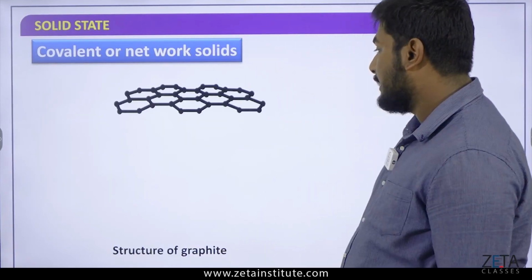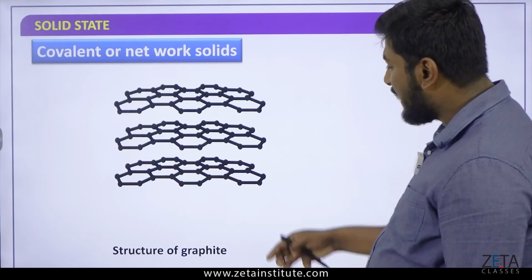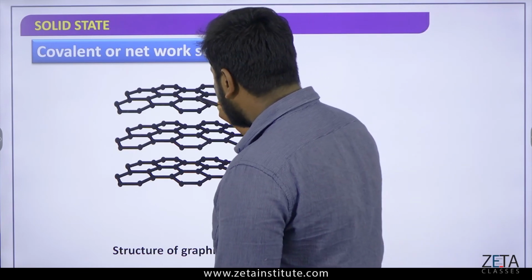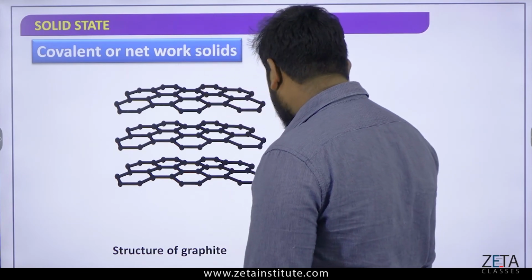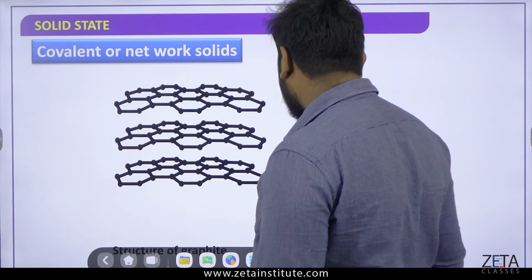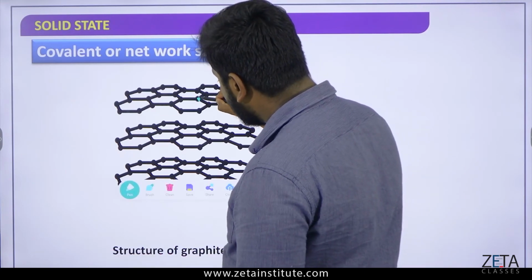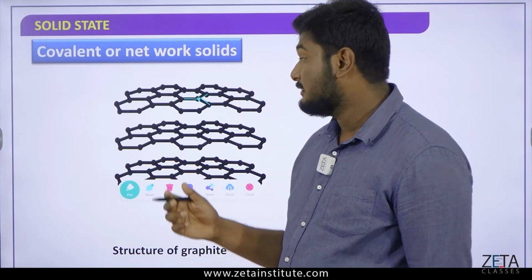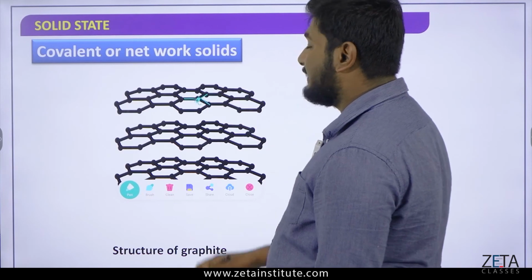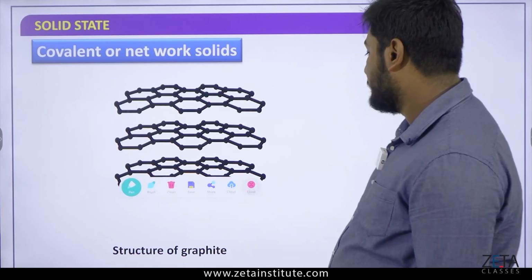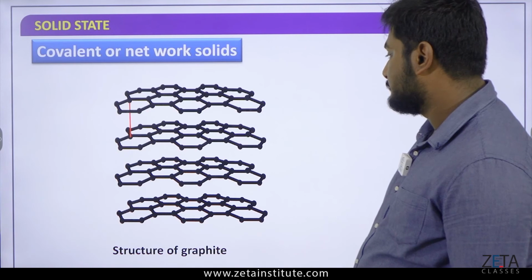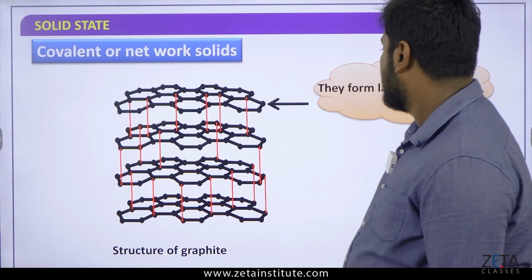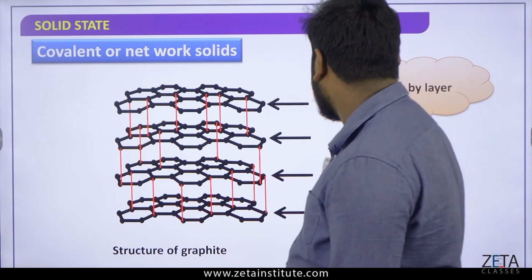Clear? You can see here the structure of graphite. It has a layered hexagonal array, right? So it has a layered structure, and here each carbon is connected with only 3 carbons. You can see here each carbon is connected. If I am just taking this carbon, it's shared with only 3 carbons, and due to the presence of that valence electron, it can conduct electricity. Clear? You can see the structure here. They form layer by layer. Clear?